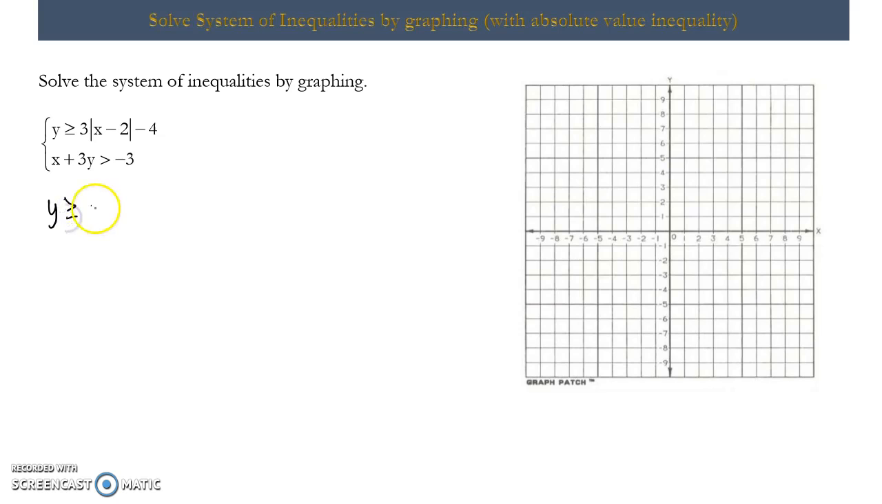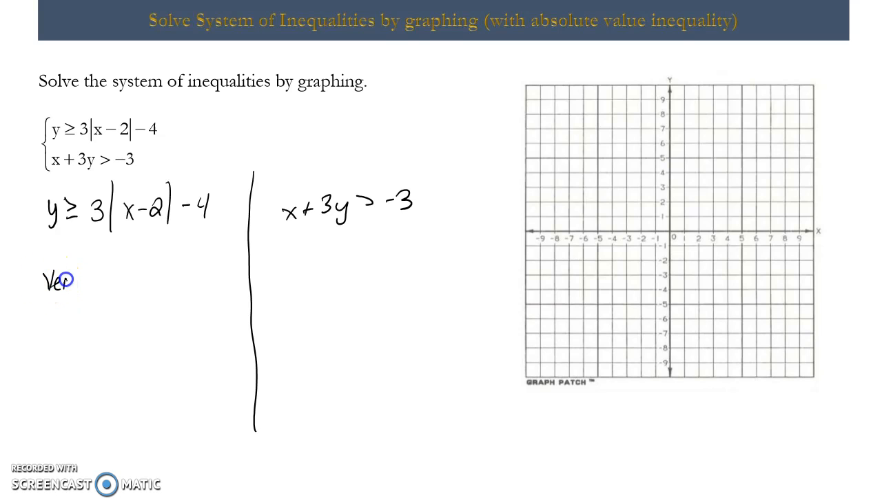We have y is greater than or equal to 3 times the absolute value of x minus 2, minus 4. And then separately we have x plus 3y is greater than negative 3. Alright, starting with our absolute value inequality, there's two key pieces of information we need to pull to graph the absolute value part of this.